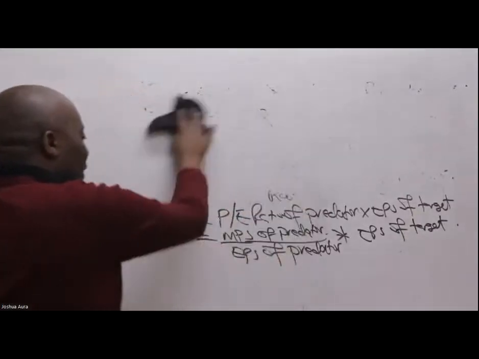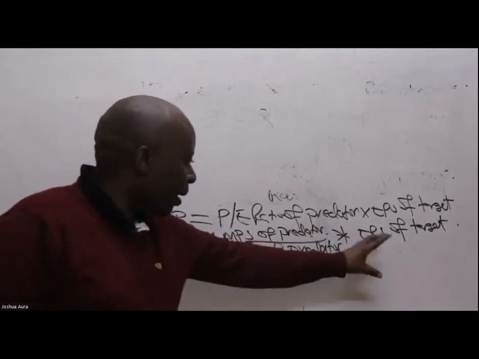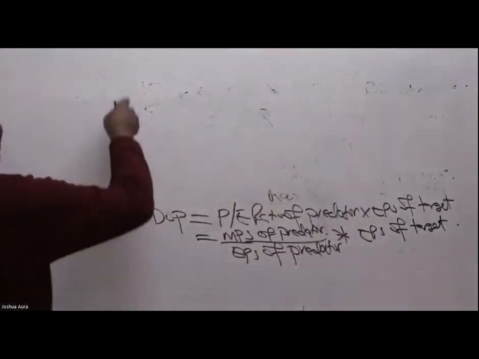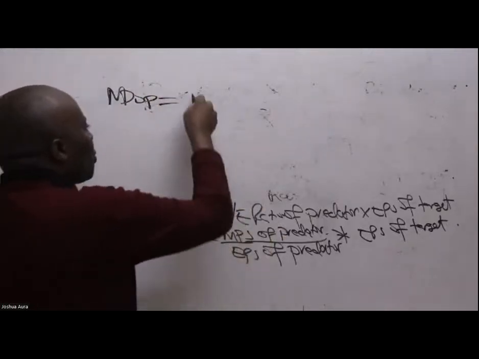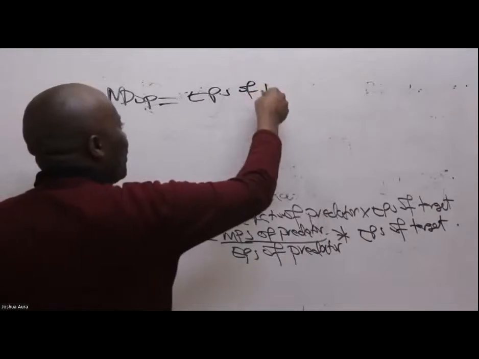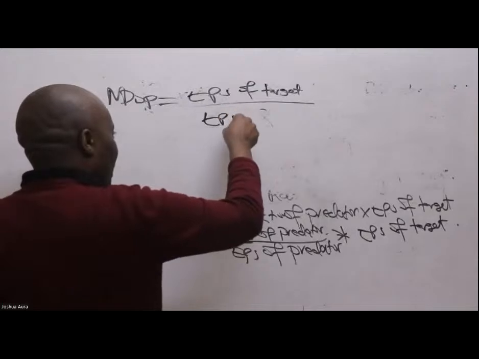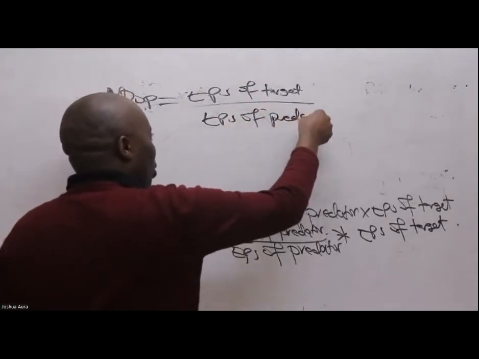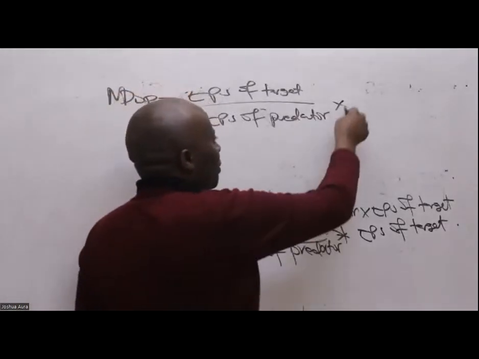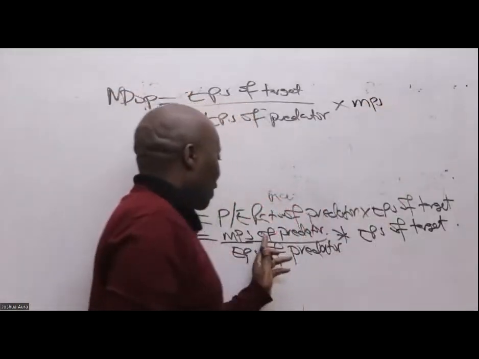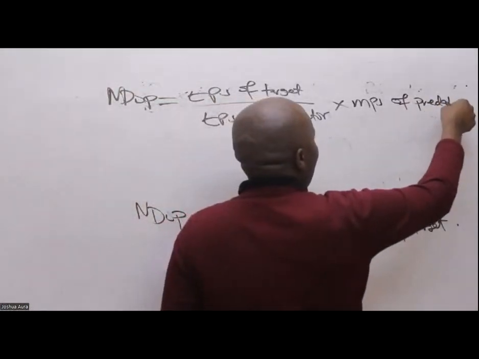Now, ladies and gentlemen, please listen. I would want to swap them. So to swap them, this is what we have. I'm swapping positions. So then I will talk of EPS of target company all over EPS of predator. And then I can now take MPS onto the other side, multiplied by MPS of predator.